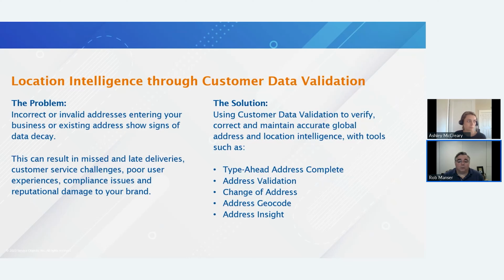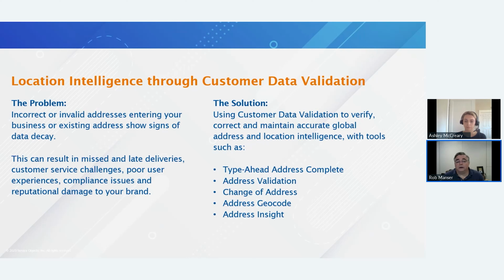So one of the problems that we commonly see, and one we'll just use as an example here, is your customers provide incorrect or invalid address data at the point of entry, or your existing data that you already have shows signs of decay. An easy example of decay is maybe one of your customers has moved and they haven't reported that move to you, so a change of address. And this, of course, can result in late deliveries. It creates customer service challenges. It's, of course, a very poor user experience. It might even result in compliance issues if something has to get there on time. And of course, all of this turns into reputational damage to your brand.